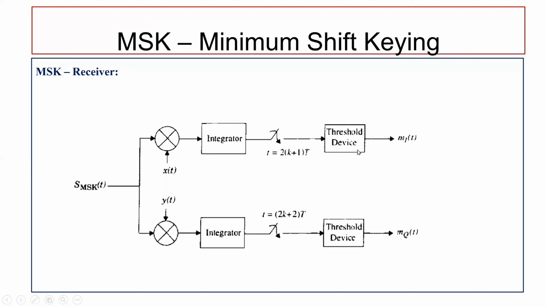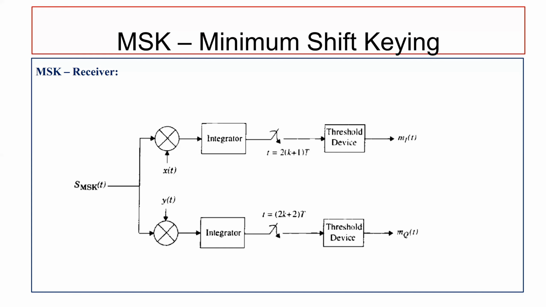So the threshold of 0 estimates the phase only. Here we are going to estimate only the phase, either theta cap of 0, that is your Mi of t, or theta cap of Tb, that is your Mq of t. Finally, these phase decisions will be used to reconstruct the original signal with a minimum average probability of symbol error. So this MSK is a very relevant and important technique.